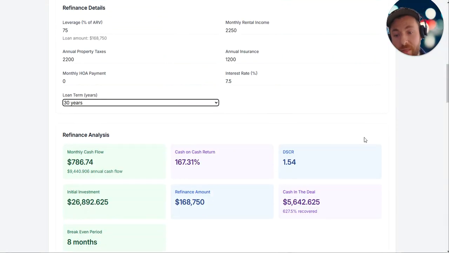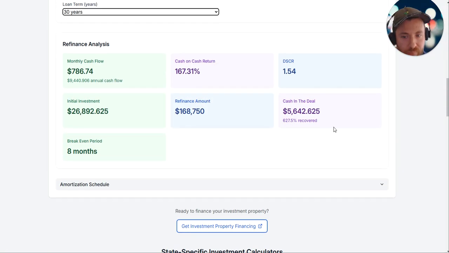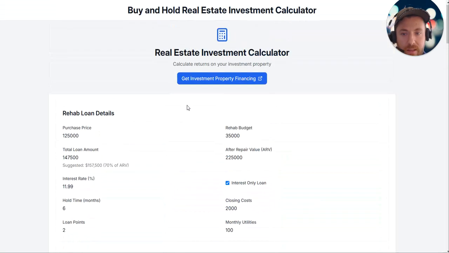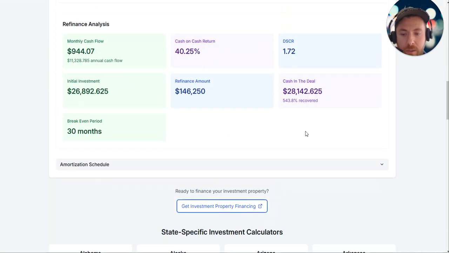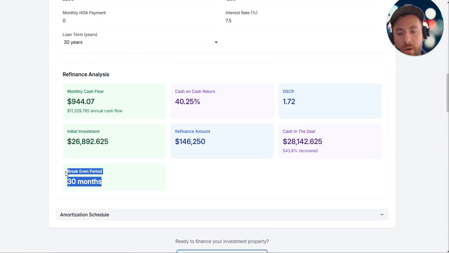Now, one of the things you should make sure is let's say that the ARV was much lower. And I just want to illustrate something here. One of the things we output is the break-even period. That means for you to get all of your cash invested back. Because in the scenario we had, we're going to be leaving 28 grand in the deal. So your break-even period based on your cash flow is going to be 30 months.